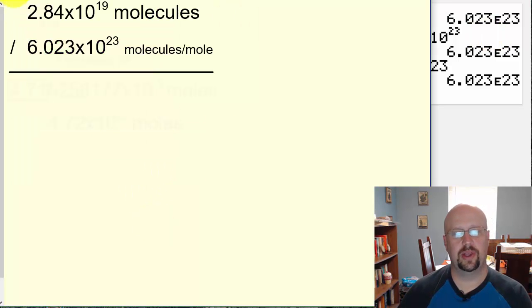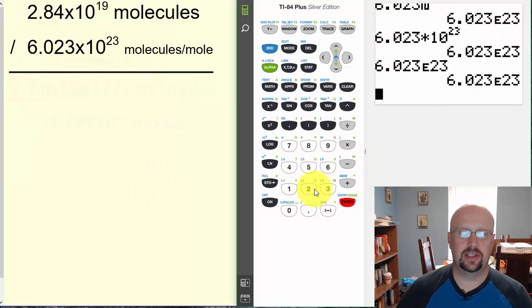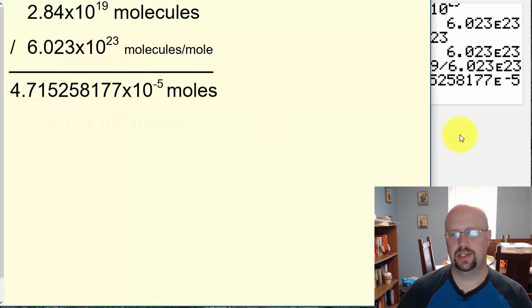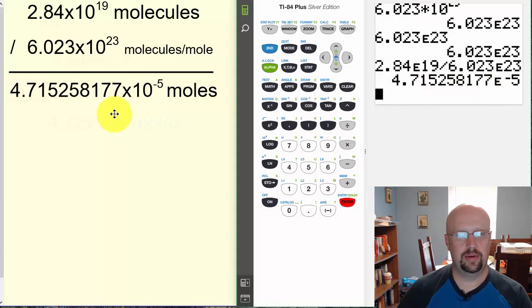So let's do a calculation real quick with it. I've got 2.84, and we're going to use second and our E key to the 19th. We're then going to divide that by 6.023, and we're going to use our E key again to get 23, and I'm going to get my answer, with all the numbers in the calculator.